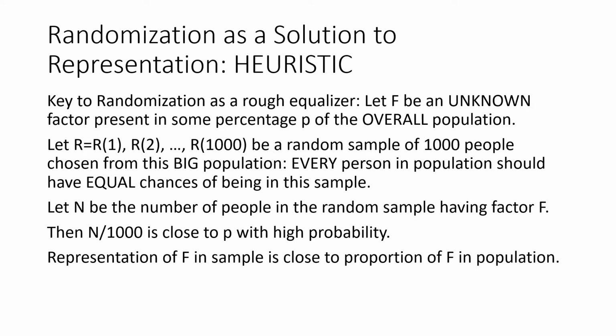So the proportion of people with an unknown factor within the random sample will be close to the proportion in the total population. This is one of the important theorems of probability theory, which tells us that if I pick a random sample, then it will be representative of the population even with respect to unknown factors. This is the basis of random sampling.